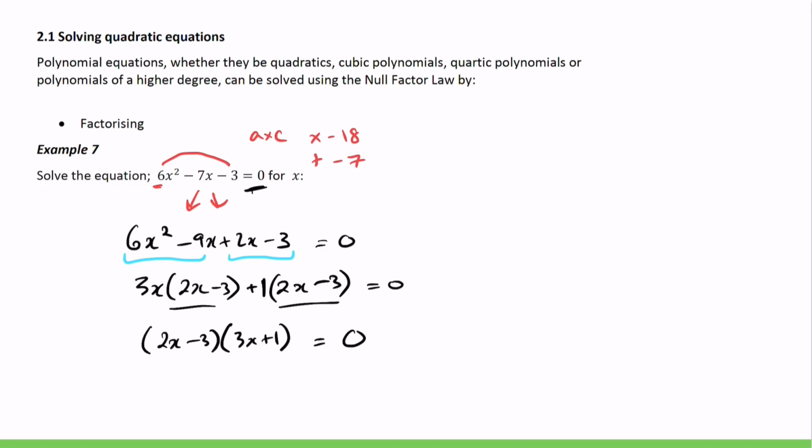So from this point, what we're going to do is use the null factor law. So the null factor law is that if I have two values multiplied by each other, a times b, and it's equal to 0, well, the only way to get 0 is to have one of those values or both be 0. So that means a will have to be 0, or b has to be 0, or both. So that's where we get the null factor law from.